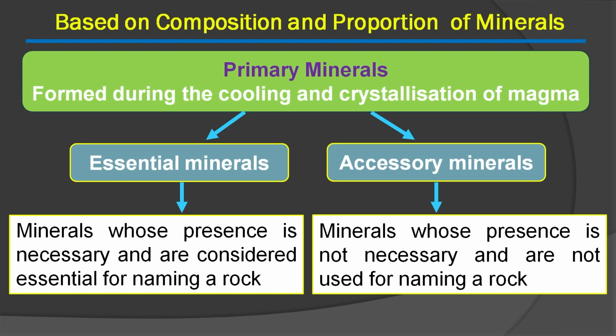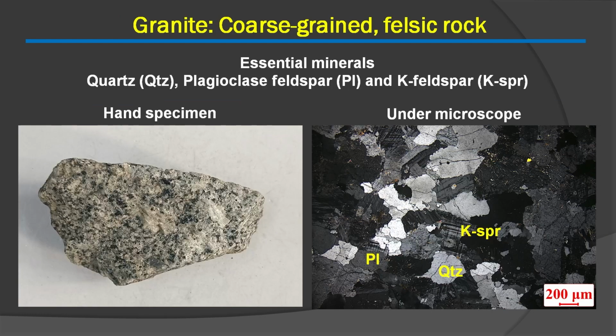Essential minerals are those minerals whose presence is necessary and is considered essential for naming a rock. For instance, if I have a peridotite, I should definitely have pyroxene and olivine in it to call it a peridotite. Likewise, accessory minerals are minerals whose presence is not necessary to name the rock, and they are present in minor amounts compared to the essential minerals. Here is an example to show you what actually are essential minerals.